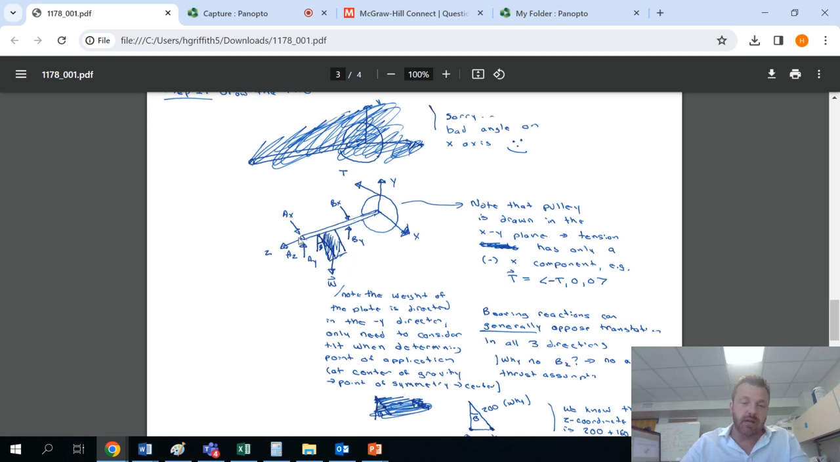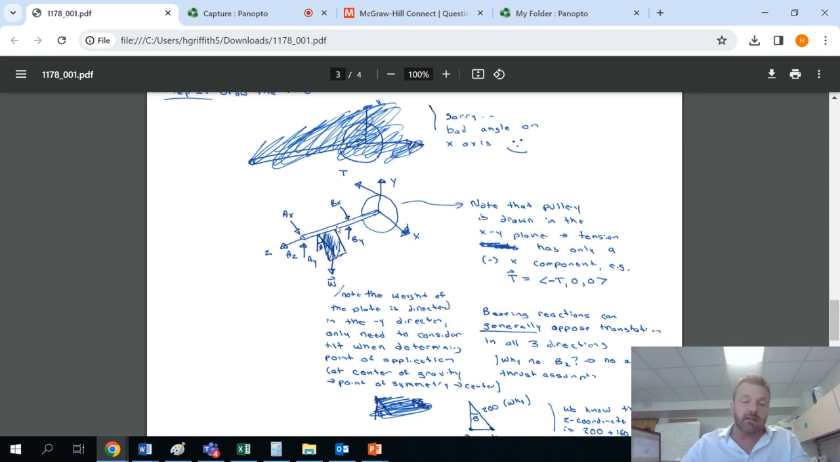So what are we going to need? Well, we're going to need a position vector from point A to the point of application of the weight. That's why we had to do all that work to find the actual center of gravity of this plate. We're also going to need a position vector from point A to point B. That's going to be easy. That's just going to be purely in the negative z direction.